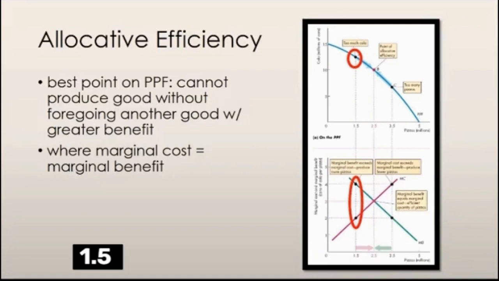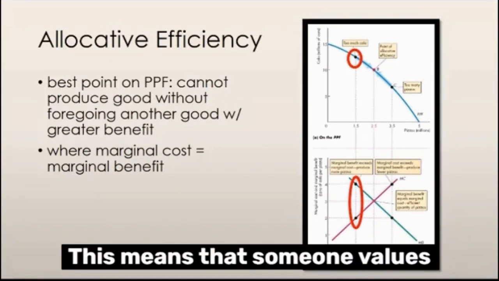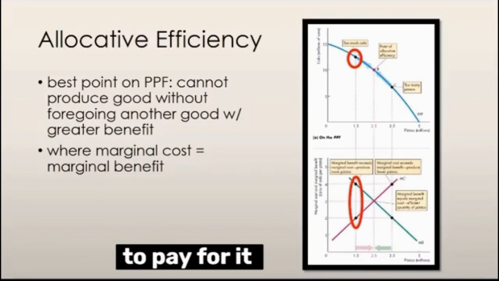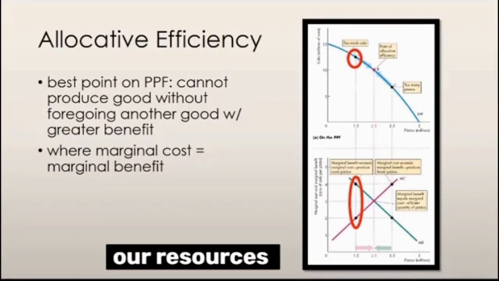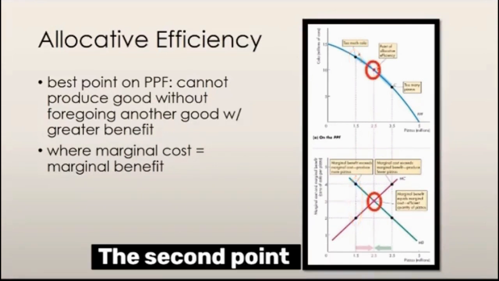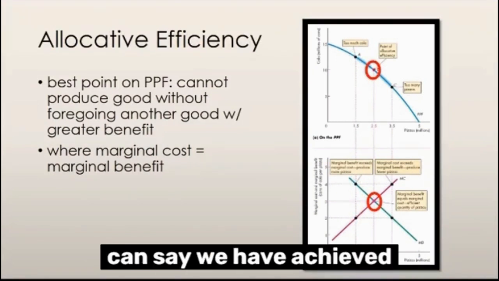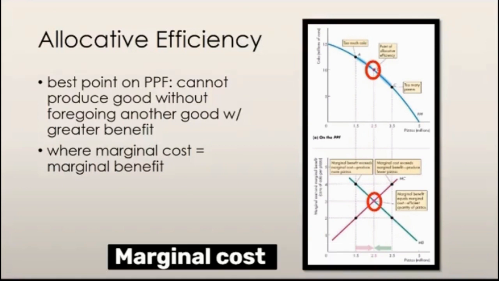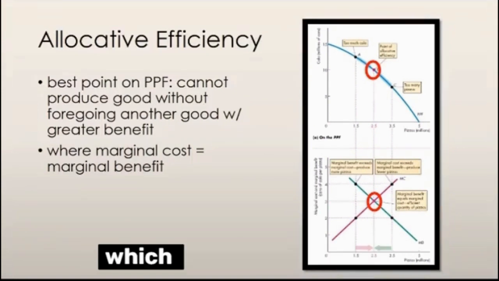In this first case, where we produce 1.5 units of pizza, the marginal benefit of producing pizza is greater than the marginal cost. This means that someone values that pizza and is willing to pay for it at a higher price than it costs to produce. We would get more value from our resources if we were to produce more pizza and less cola. The second point, where we produce 2.5 units of pizza, is the point at which we can say we have achieved allocative efficiency. Marginal cost is equal to marginal benefit, thus we cannot produce more pizza without giving up cola, which we now value more.